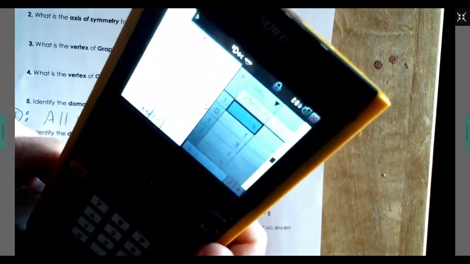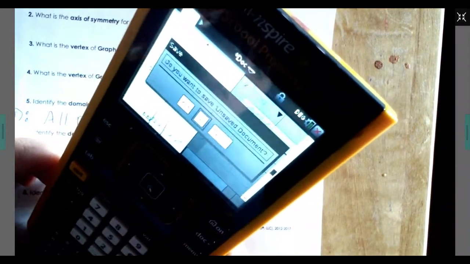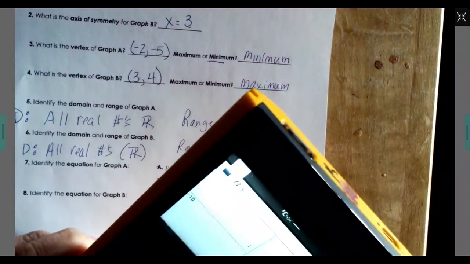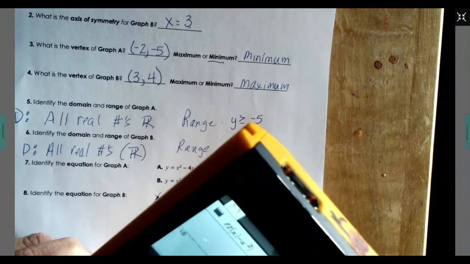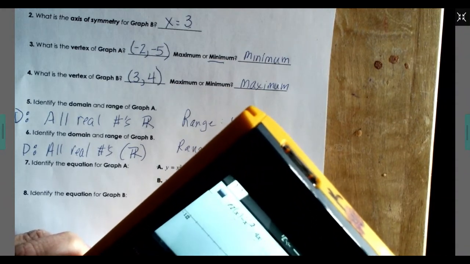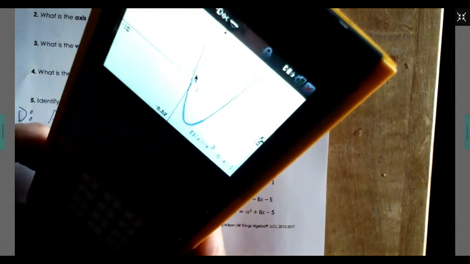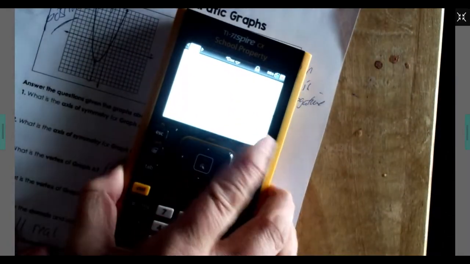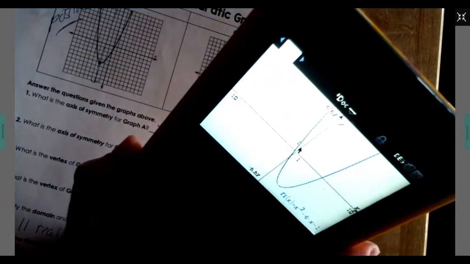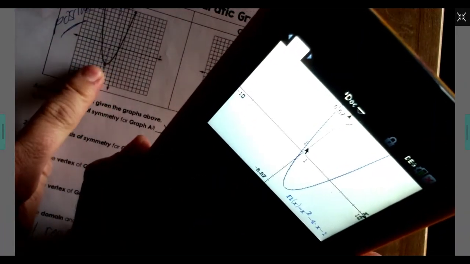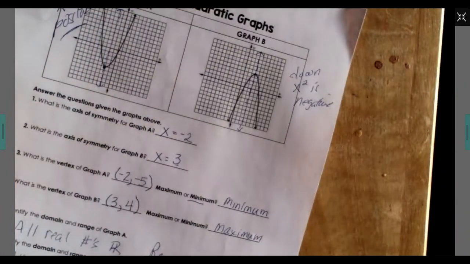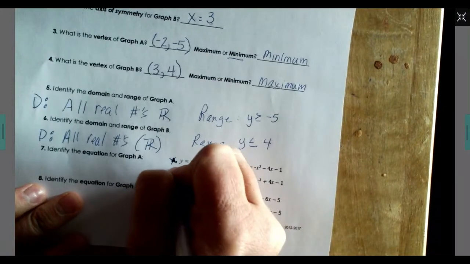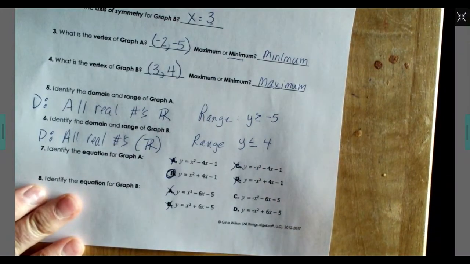So we want new document, don't save, add graph, and we're going to type in the first one, which is x squared minus 4x minus 1. Hit enter. And that is on the other side of the x-axis, if we can see. See how it goes to the right of the x-axis and this one's to the left. So that means that can't be the answer, so A can't be the answer either, which means B has to be the answer.